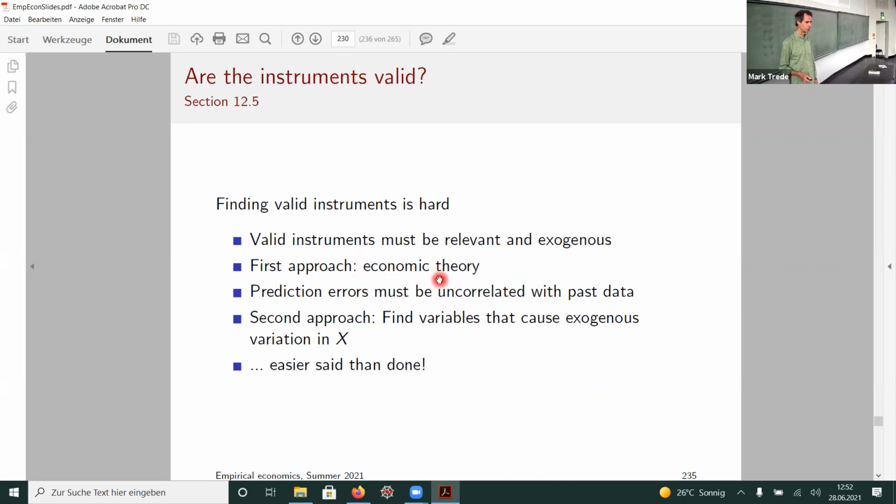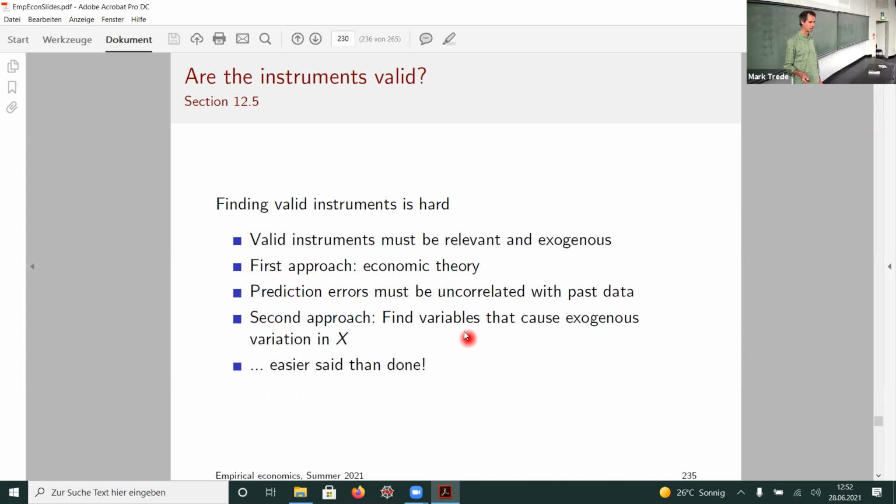So that's one approach. Quite often it's a good idea to use past observations as instruments. But in this course, we've up to now always talked about cross-sectional data. So there are no past data. We only have cross-sectional data. Yeah? And therefore, this advice is, well, kind of not really good.